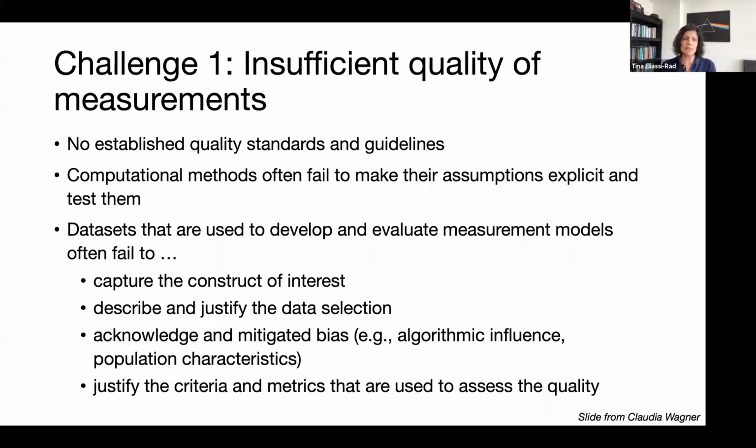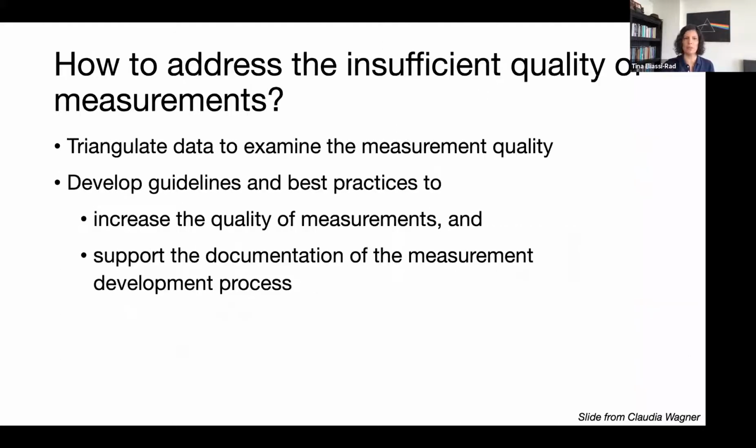And then lastly, the data sets that are being collected and then used for these measurement models and then evaluated, it's not clear whether they're capturing the construct of interest. For example, you were interested in who should get more healthcare. They don't describe or justify how they selected the data. They don't acknowledge or mitigate any of the biases, and they don't justify the criteria or the metrics that they use. And of course, the metrics that you use in your papers to get a paper into a conference is different than metrics when your method hits the road, the real world.